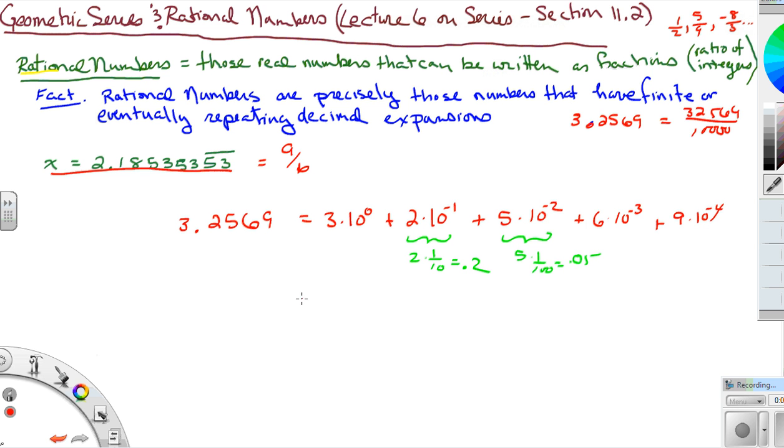And let's just make sure that makes sense. Okay, so 3 times 10 to the 0 is just 3, plus 2/10 plus 5/100ths plus 6/1,000ths plus 9/10,000ths. And if I find a common denominator, it's going to be 10,000, right? So that's going to be 30,000 plus 2,000, right? Because I need to multiply this by 100.